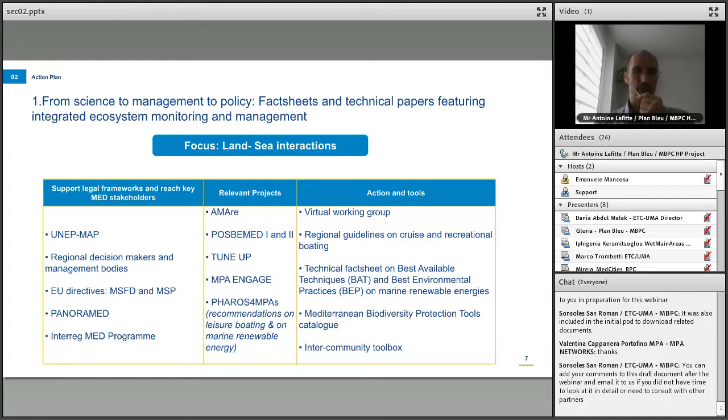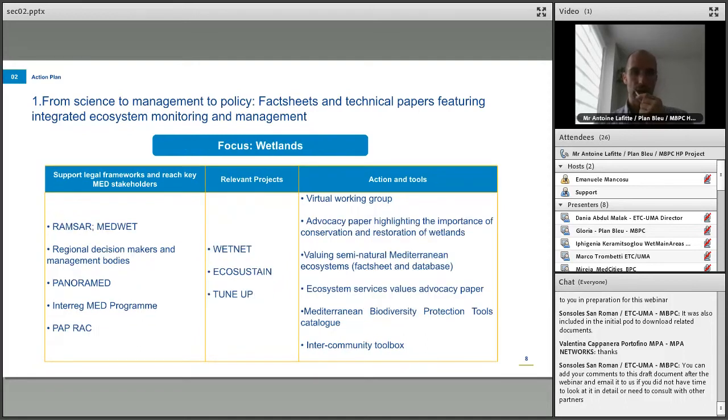This is the focus for lengthy interactions part. Regarding wetlands, we have the same approach. We are going through relevant modular projects. Here, WetNet, EcoSustain, and TuneUp, which is the new phase of WetNet. We are going to support some legal frameworks and to reach key Mediterranean stakeholders. These frameworks are AMSA, PANOAMED program, also the INTERAGMED program, which is part of the Mediterranean stakeholders, and also PAPRAC.